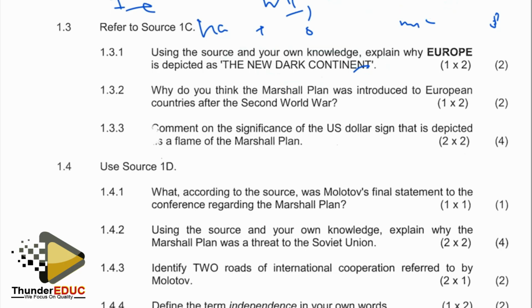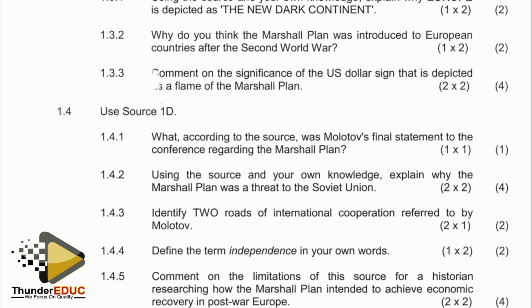Right, we move on to the next question. Why do you think the Marshall Plan was introduced to European countries after the Second World War? Definitely the Marshall Plan was introduced to revive the economies that were damaged by the Second World War. That can be a definite answer.